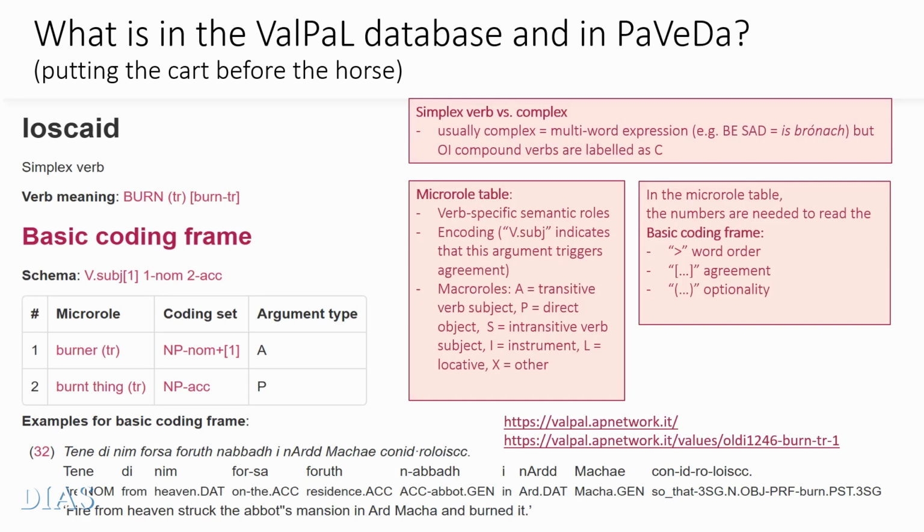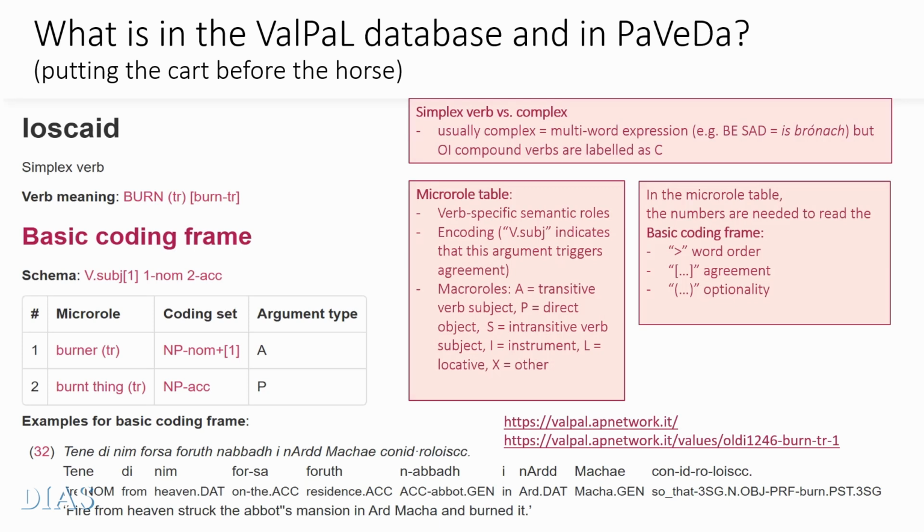In the micro table, there are conventional symbols. So the square brackets, as I said, are for agreement. Rounded brackets are used for optional arguments. And the symbol greater than, which you don't see here, is used when word order is the relevant feature used to code an argument relationship. For Old Irish, this only holds for the construction with noun phrase, do, and verbal noun, where it is the position of the verbal noun that codes the relationship of the noun phrase with the following verb.